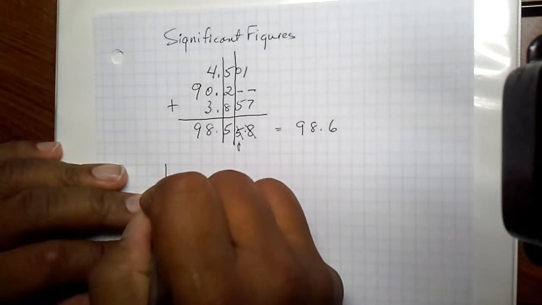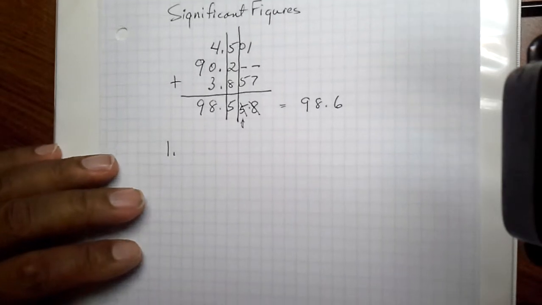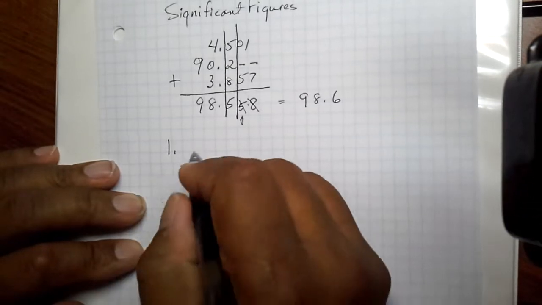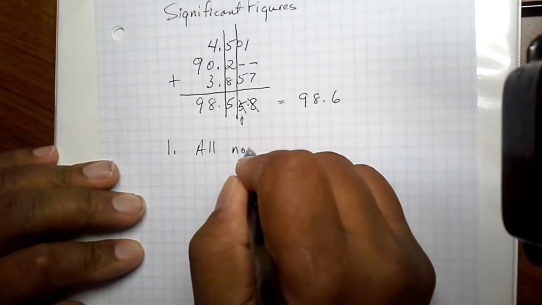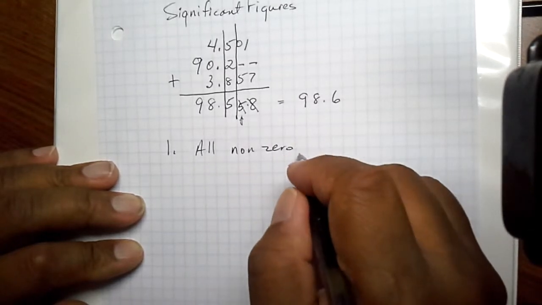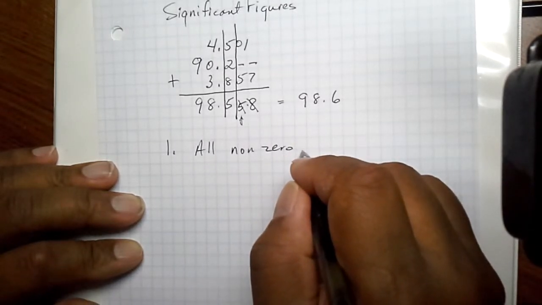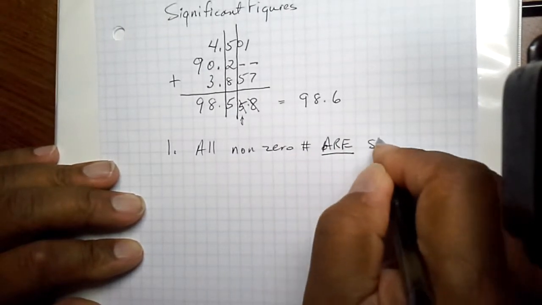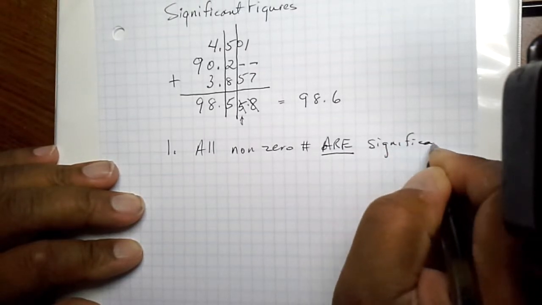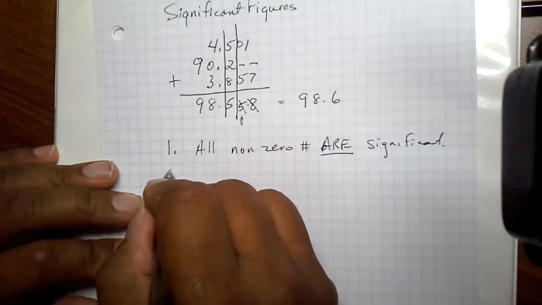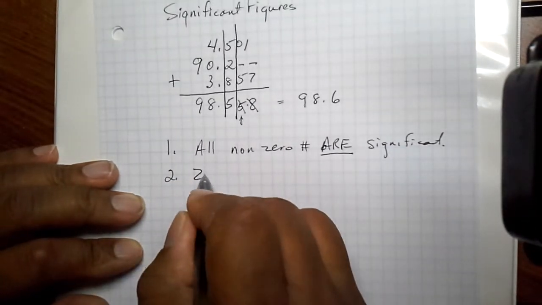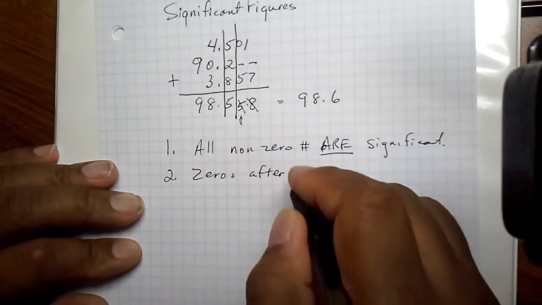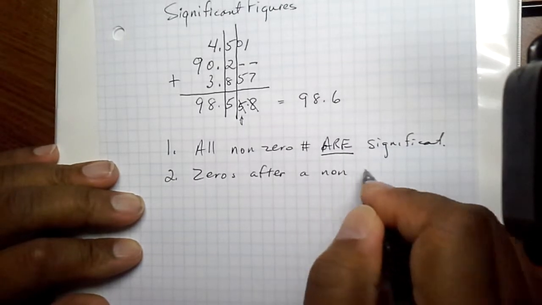So the rules that govern how we determine significant figures are: 1, all non-zero numbers are significant. All non-zero numbers. Okay, that stands to reason. Zeros after a non-zero number.